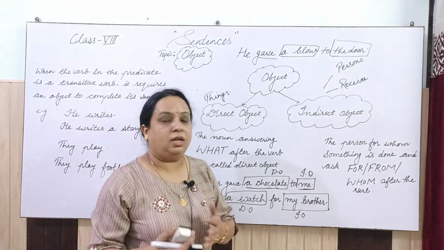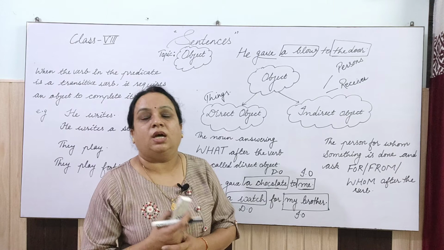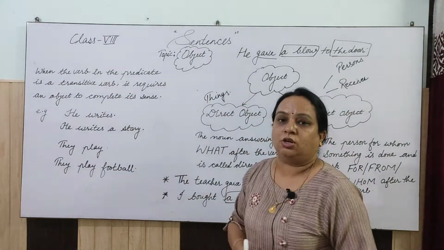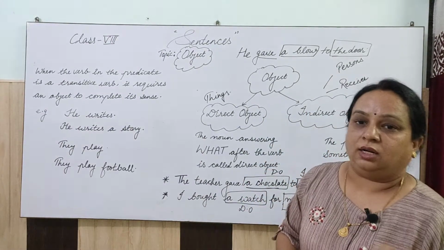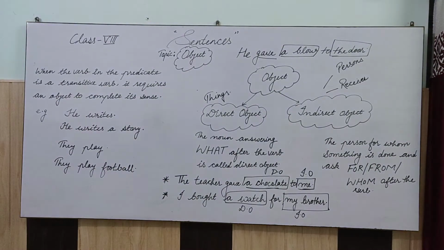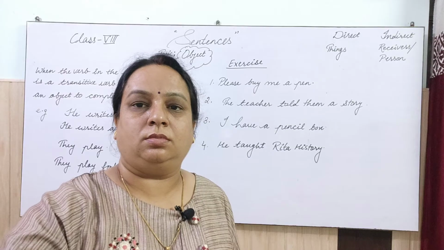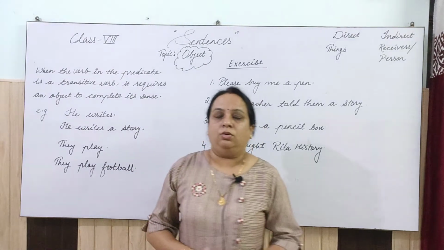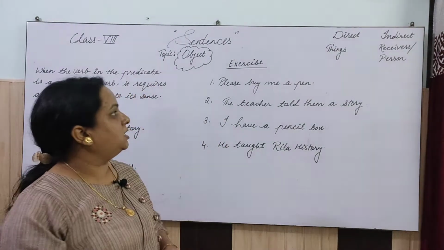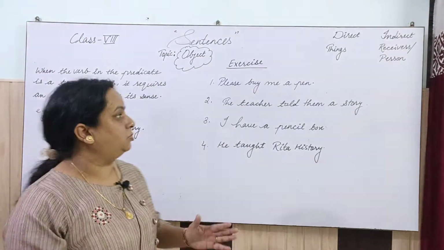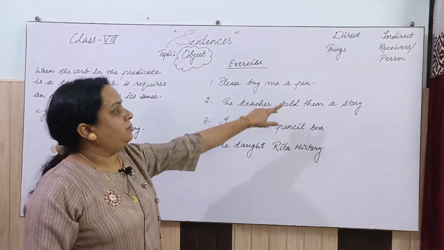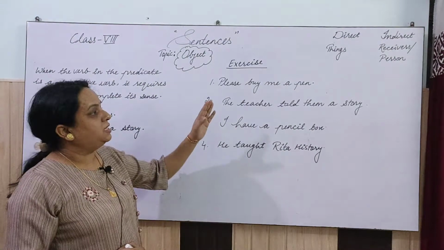Now let's understand this with the help of some more examples. But before that, take the screenshot of this, note down this, and learn for your examination. Now let's see some of the examples to understand these direct objects and indirect objects. First sentence I have written for you, please buy me a pen, right? Please buy me a pen.